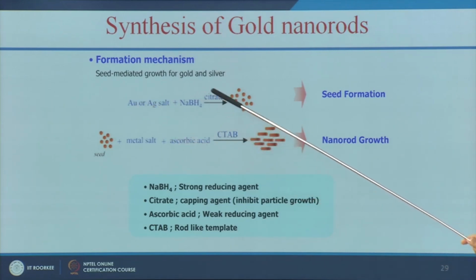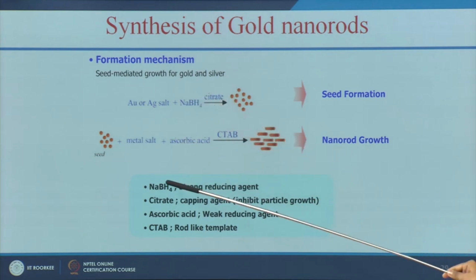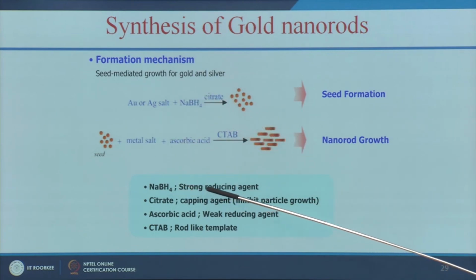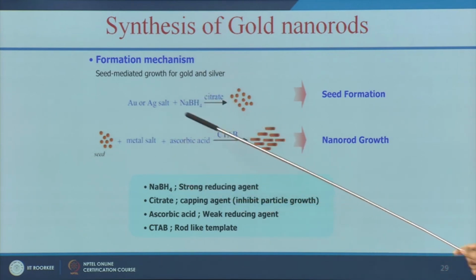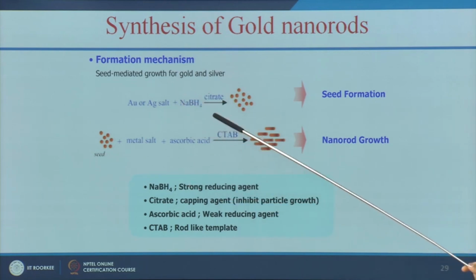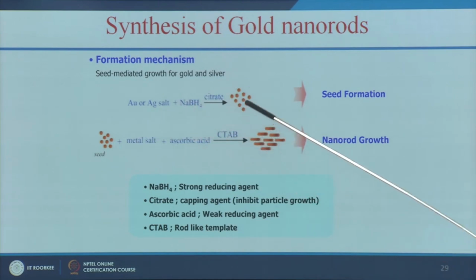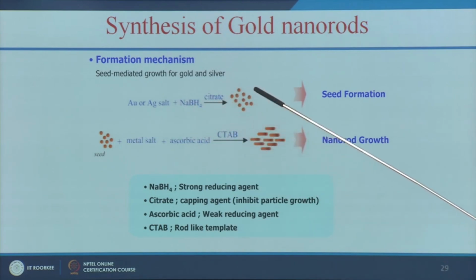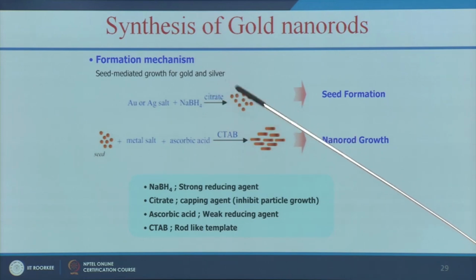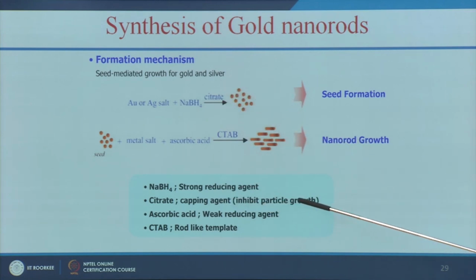And we are going to use NaBH4, that is sodium borohydride. It is a very good strong reducing agent. When you use sodium borohydride, it will reduce this gold into very small size particles, and you will get the seed formation. Here citrate will act like a capping agent, a stabilizing agent, and it will inhibit the particle growth.